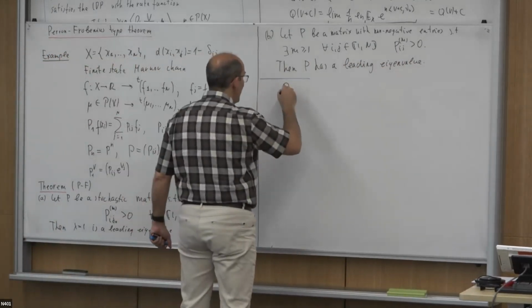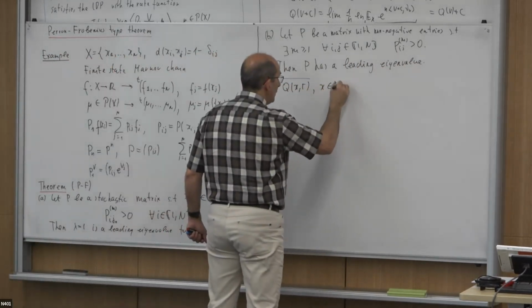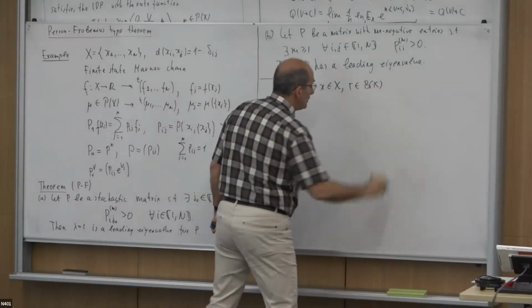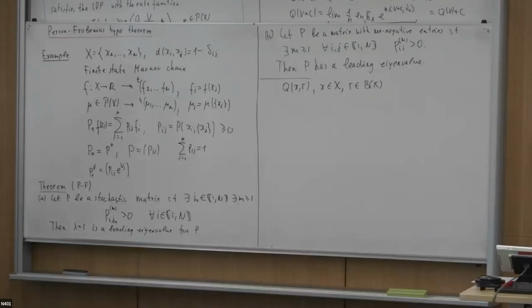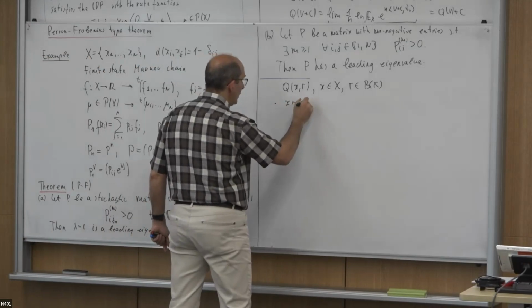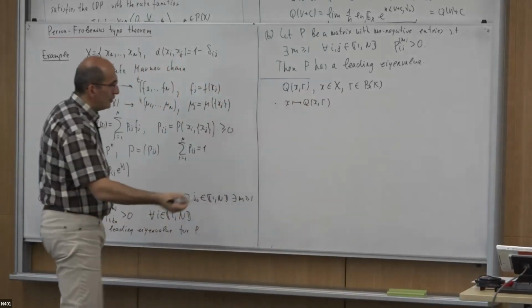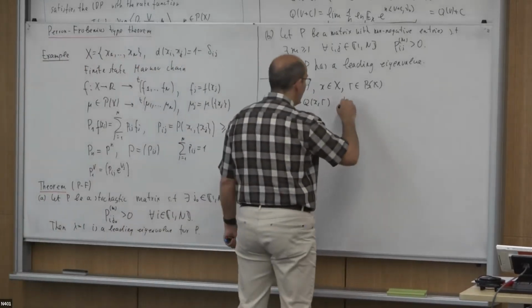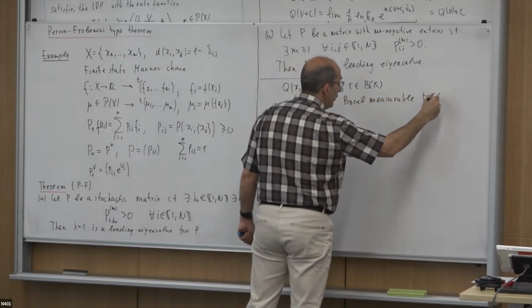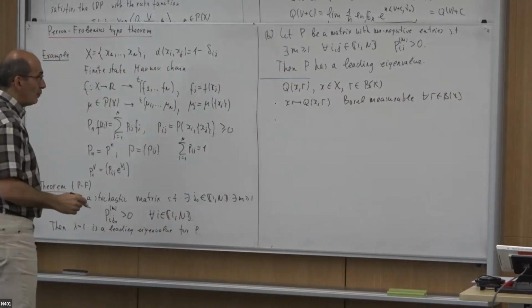So fix a function Q which depends on x and Gamma. Right, so x is a point in a compact metric space X, Gamma is a set in the Borel sigma algebra of X. And I assume that, well, you need some natural conditions. You need that, when you fix Gamma, you have a function which is Borel measurable. If you fix x, now you have a measure.